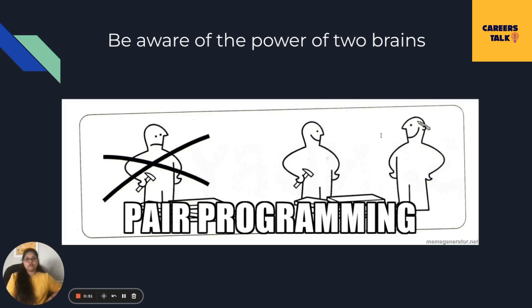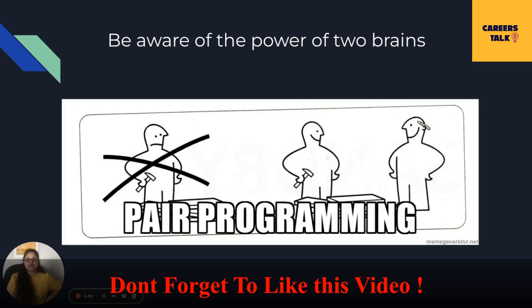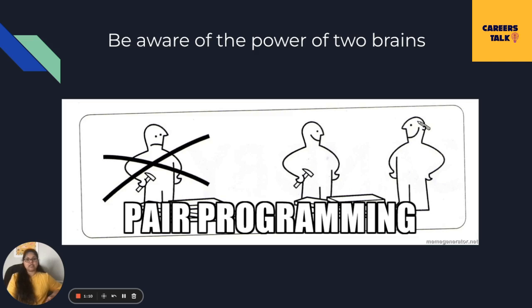Be aware of the power of two brains. When two are working together, each has their own set of knowledge and skills, comprising a common set of knowledge and skills that enable them to communicate effectively, and unique skills that allow them to contribute to accomplish their tasks.